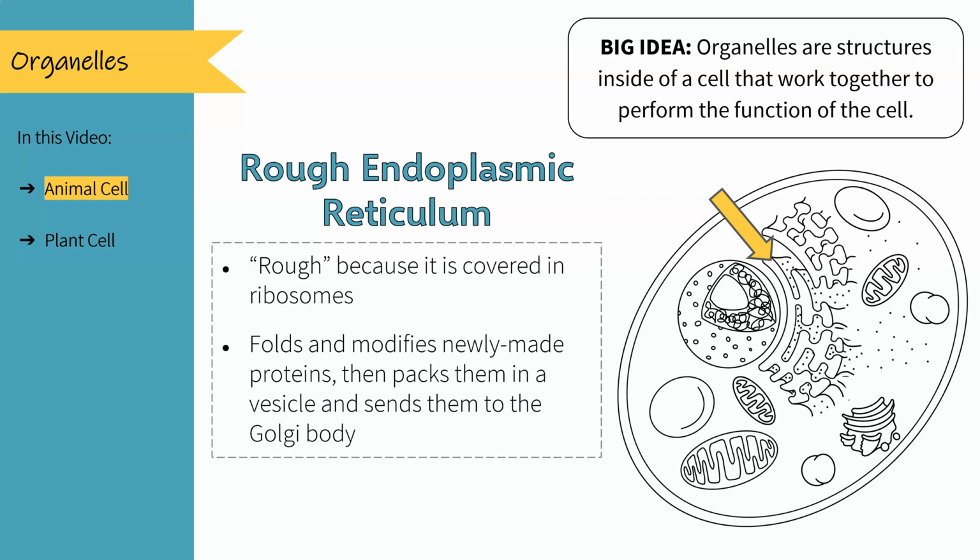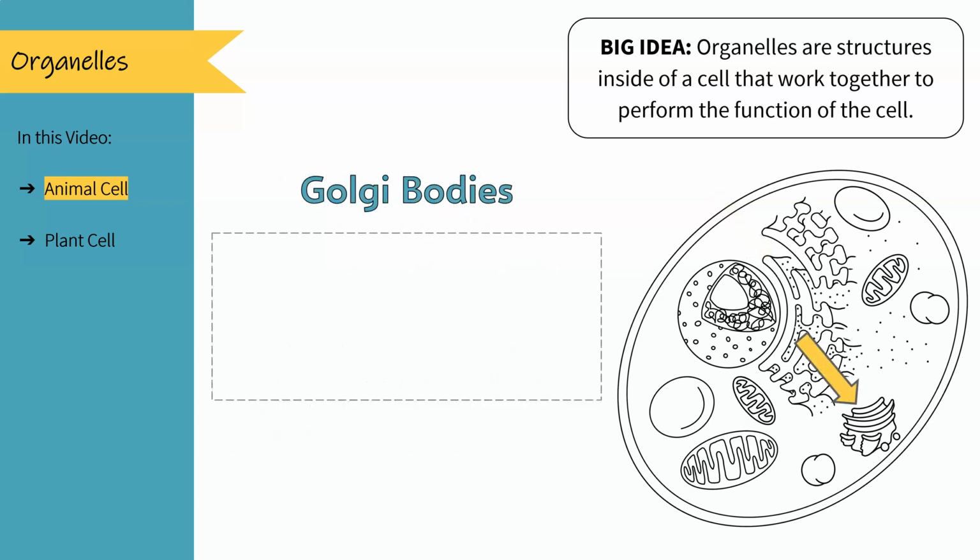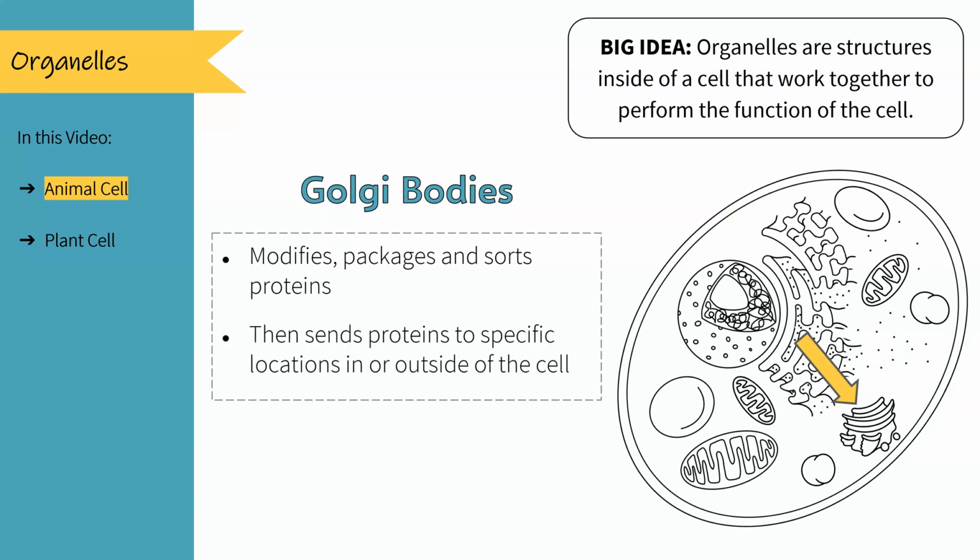After the ribosome makes the proteins, they move into the rough ER, where they're folded and modified. Then they get packed into a vesicle, which is like a little package with a lipid membrane, and then they're sent to something called the Golgi body. At the Golgi body, the proteins are further modified and packaged and sorted, and then they're sent to other specific locations. That might be inside the cell or another location outside of the cell.